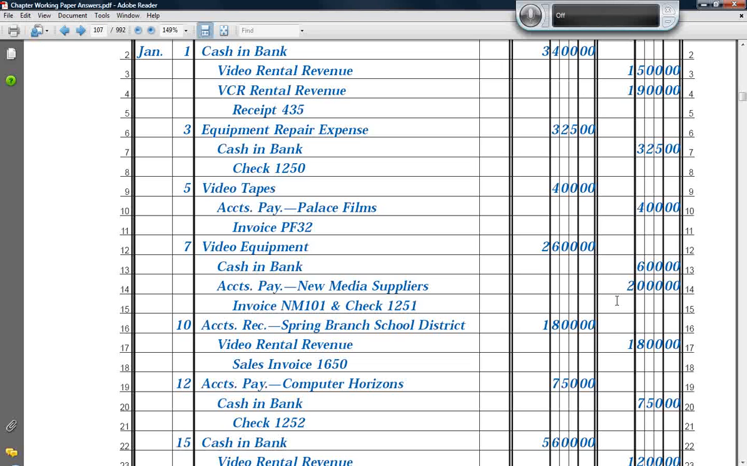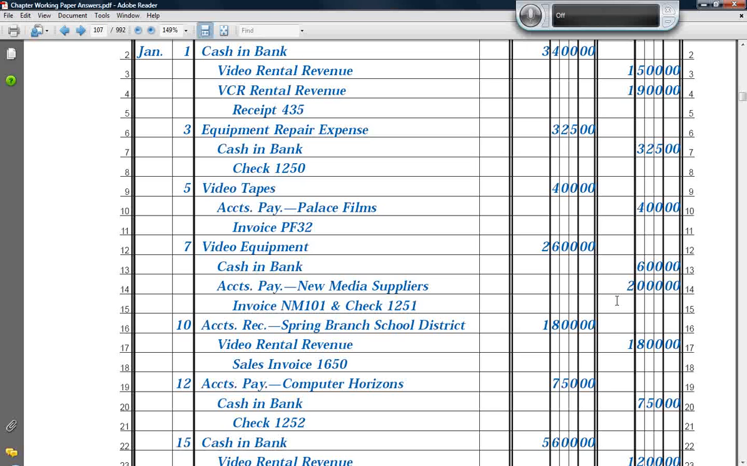On the 5th, we purchased $400 in videotapes from Palace Films on account, invoice PF32. So we purchased an asset on account. That asset is videotapes. We increased the asset account videotapes, debiting videotapes $400. The payment is on account, so when we owe someone, it's a credit to accounts payable, Palace Films. It increased the accounts payable account, so we credit it $400, source document invoice PF32.